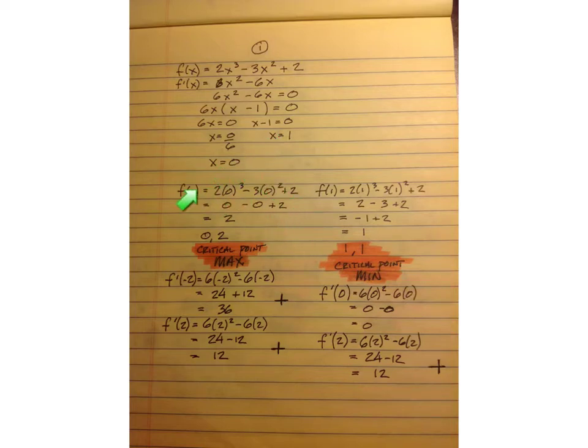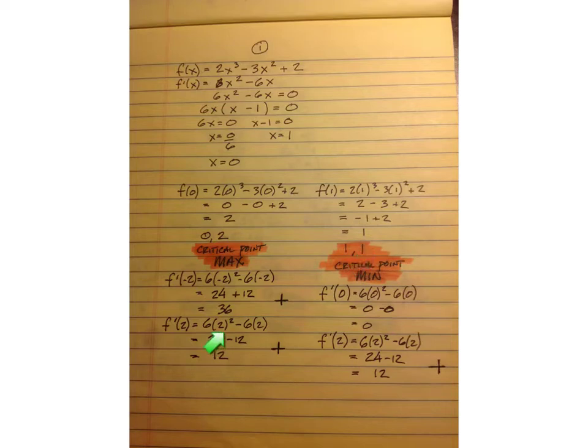If you plug 0 back into the original function, you come back with 0 and 2. That's a critical point. And then you come back with 1. Put 1 in the function, and you come back with 1. So you have 1, 1 that are critical points on this.